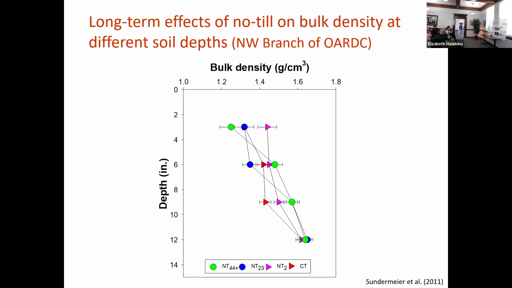And look at that. So green one is 44, blue one is 23 years no-till, pinkish is 2 years no-till, and conventional till is red. Look at that. At 2 years no-till, bulk density increases because there is no disturbance, organic matter just coming in as residues. But over time, look at how bulk density has decreased. So under this situation, when you are going to sell this carbon, it's complicated. You think, oh, I have long-term no-till, I can get so much, which is true, but you have to be sure how you do the calculation.